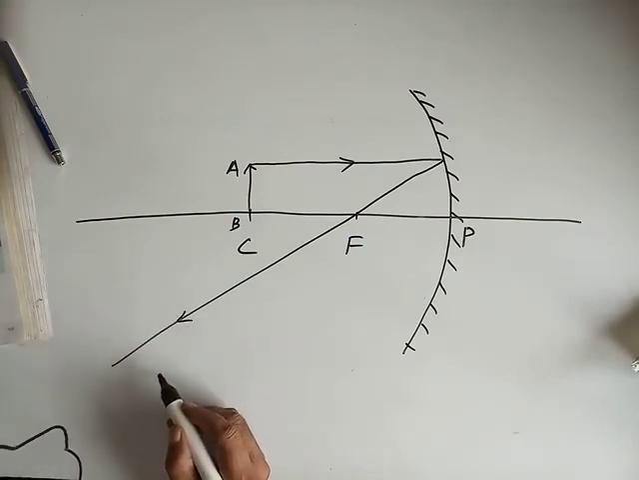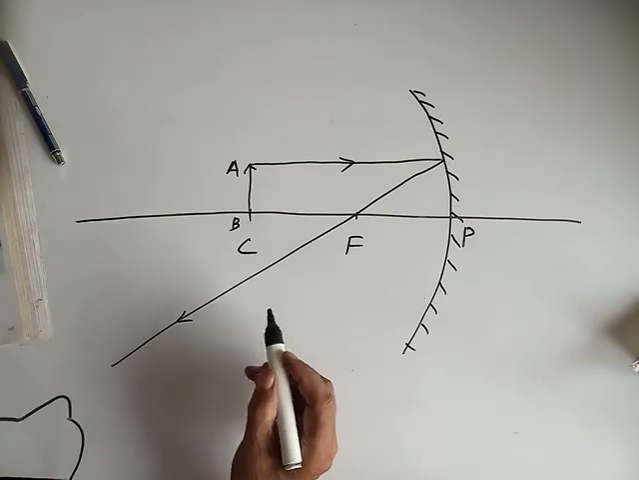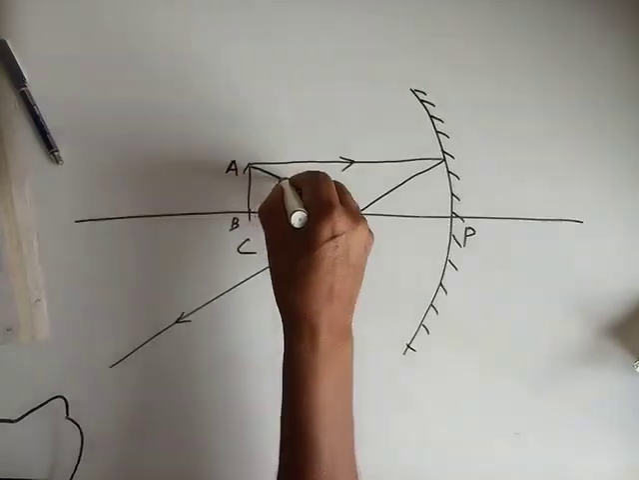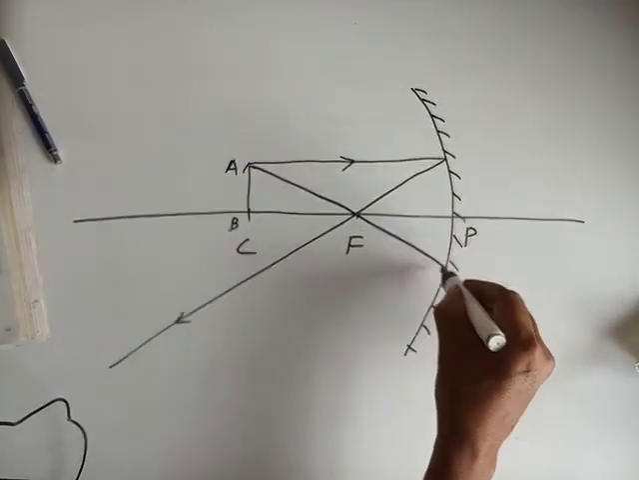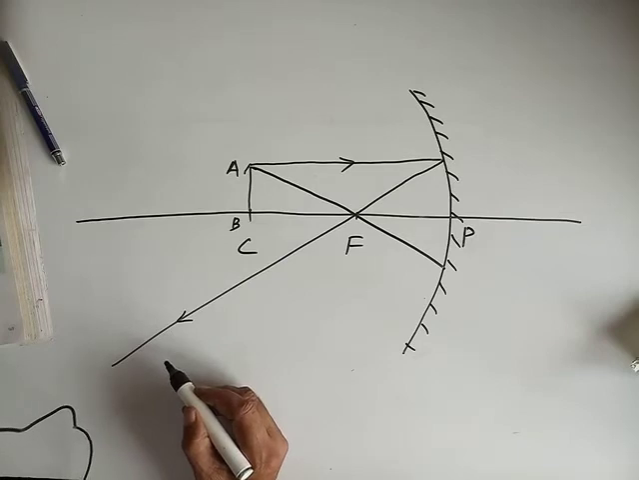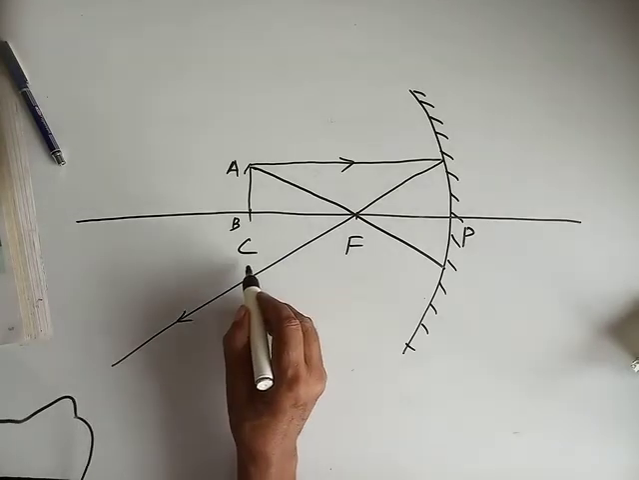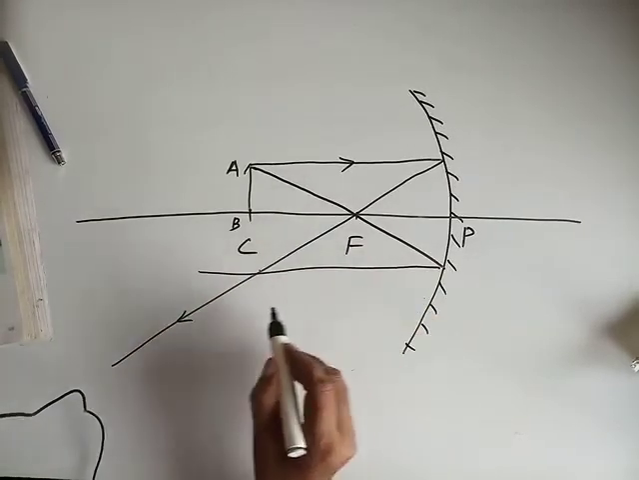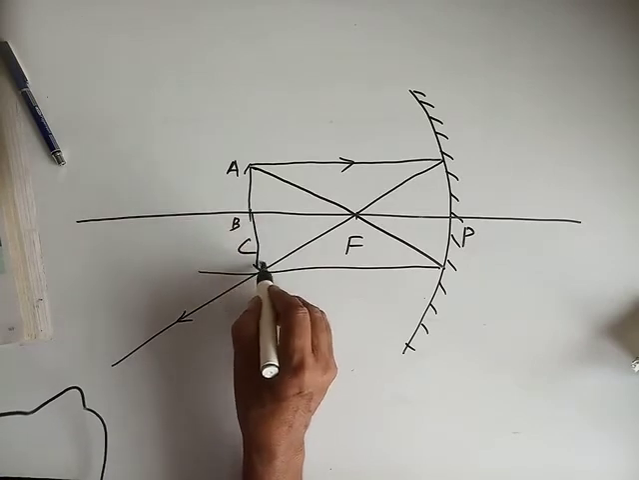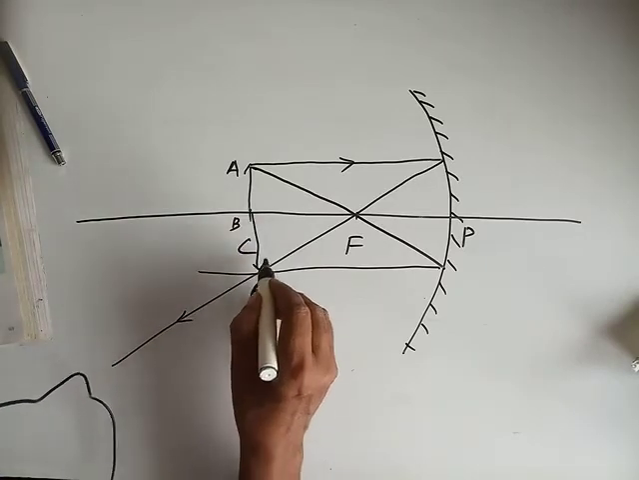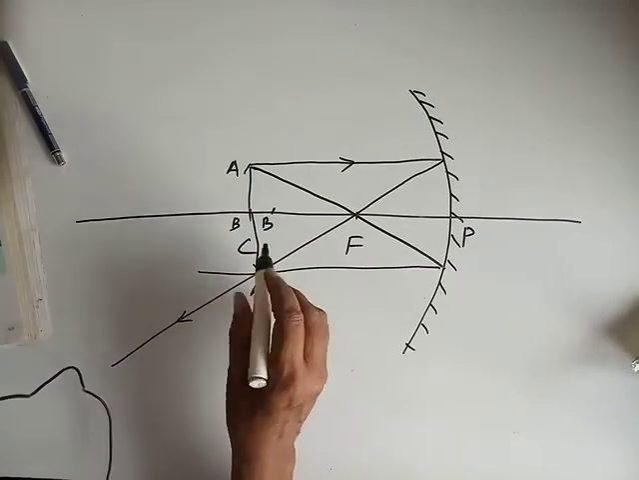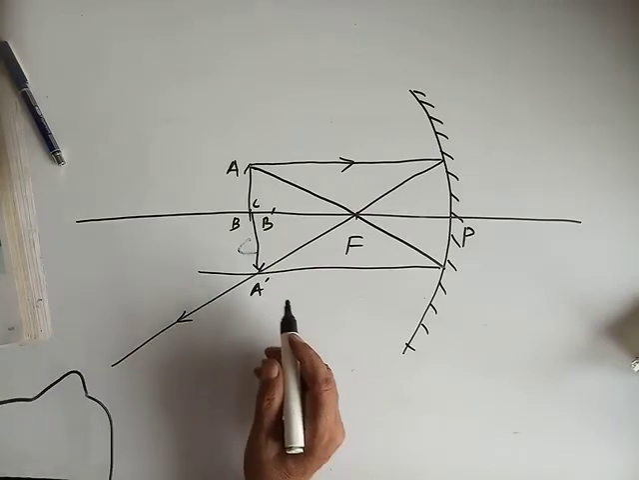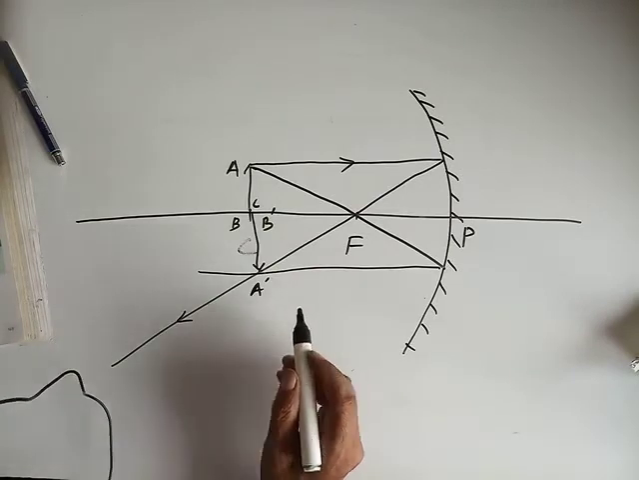Next ray we have to draw is passing through the focus. It is like this. Any ray that is passing through the focus will move parallel to the principal axis. So it will be like this. The image is formed here. This is A dash and this is B dash. This is the center of curvature, so the image is at C.